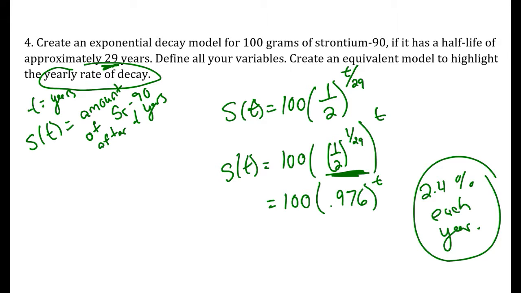It takes 29 years to get through half of it. So after 29 years, I lose 50%. But every year, I lose 2.4%.